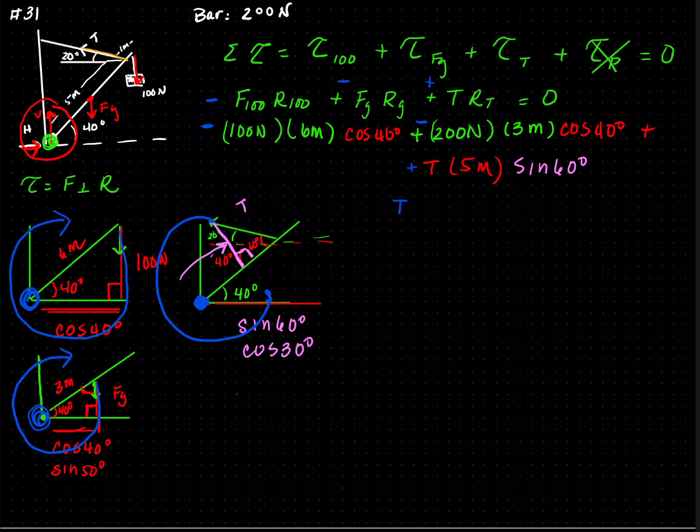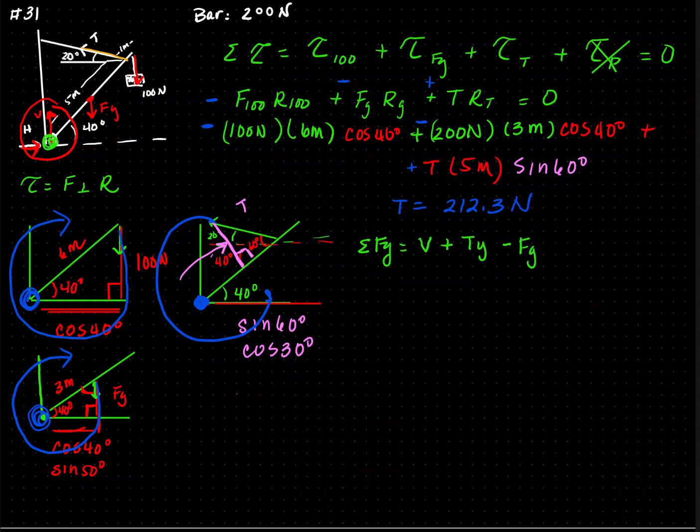So solve for T. You should get 212.3 newtons. Now I need to write a sum of Fy. In my sum of Fy, I'm going to have 4 vectors. I'm going to have my pivot point in the vertical direction going up. I'm going to have a tension Y component going up, because my tension is at an angle, so we have to make them into X and Y.